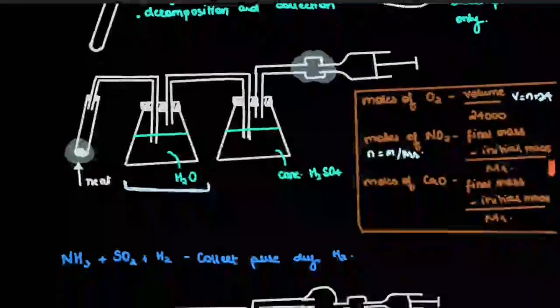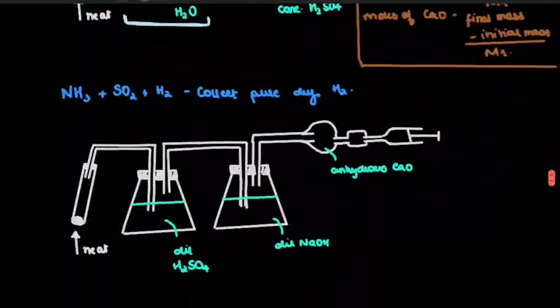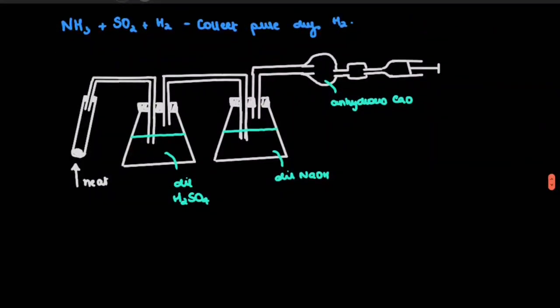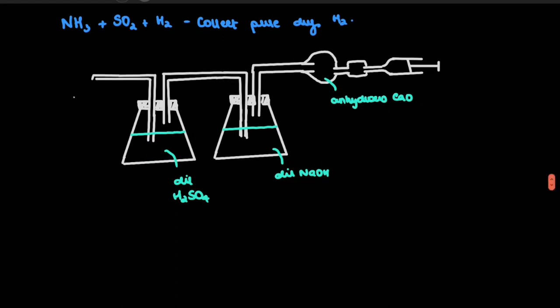Next, there is an example I have done for you guys of what if we are asked to collect a pure dry sample of hydrogen from a mixture of ammonia, sulfur dioxide, and hydrogen. So, this is actually not drawn quite right. Let me actually redo it. So, let's just say that we were given the sample. You don't need to know where the sample came from. So, what I do is I pass the mixture from here.